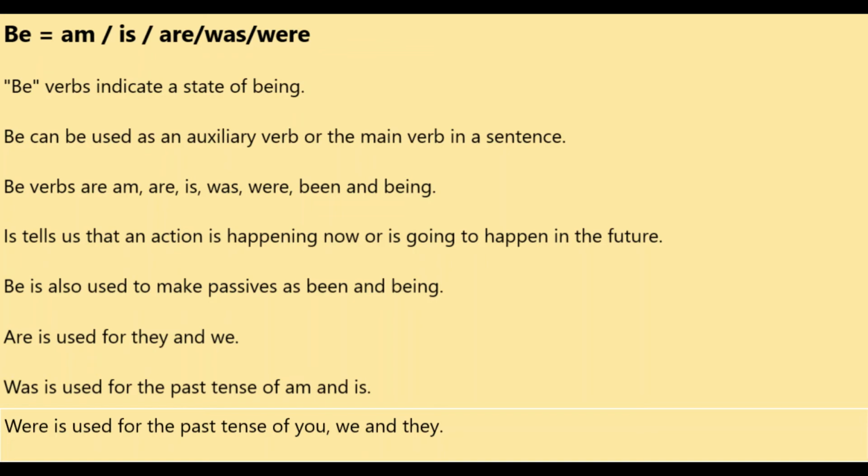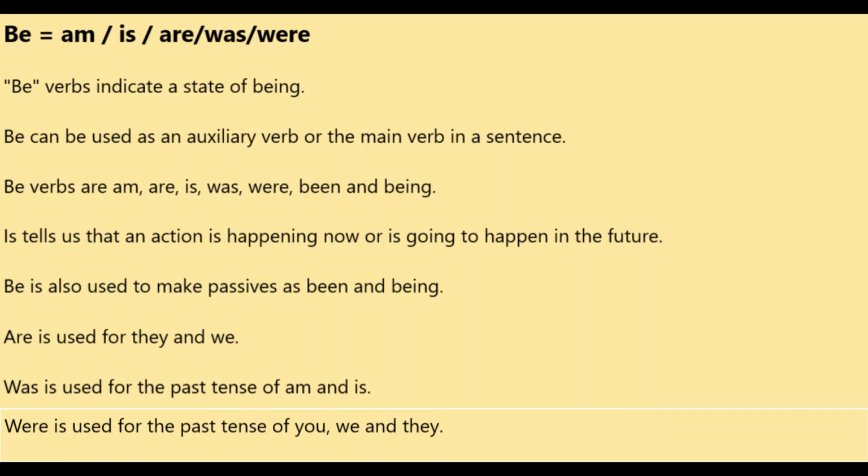When I'm using that, it can be a linking verb also. It can be a helping verb also. "I am teaching." I already have made that difference clear. Be can be used as an auxiliary verb or a main verb in the sentence. When it is a linking verb, it is a main verb in a sentence. But when it is a helping verb, it's an auxiliary verb. Okay. Be verbs are am, are, is, was, were, been, being. I have not given been and being in the heading.